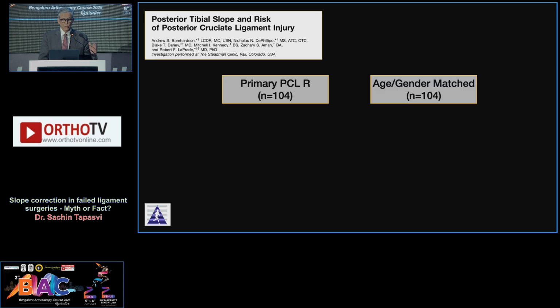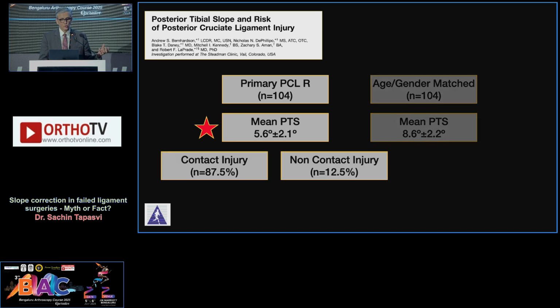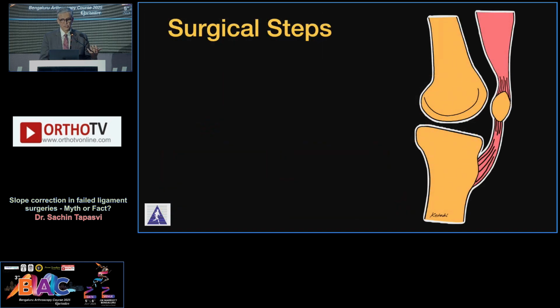Dr. Laprad's group looked at 100 patients who had a primary PCL reconstruction. They matched it with age and gender to another cohort of 100. They found out that those who had a PCL tear had an inherently lower slope, as you can see in the numbers that are given above. And when you tease down the PCL injured knee group into those who had a contact versus a non-contact injury, you can find that if you had a PCL injury because of a non-contact injury, you had an even lower slope. So low slopes will make you predisposed to getting a PCL tear, which is important.